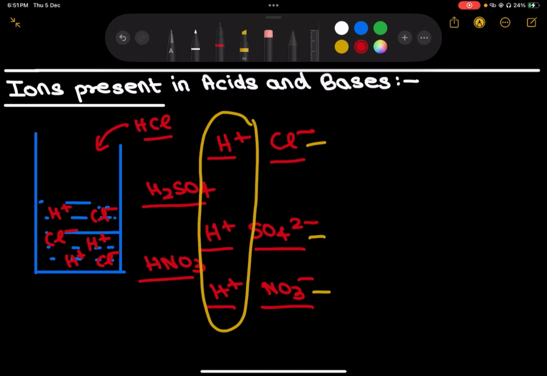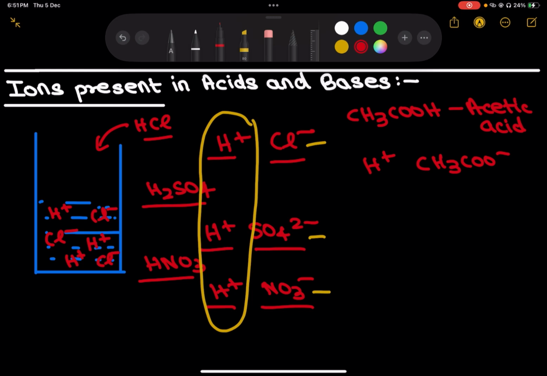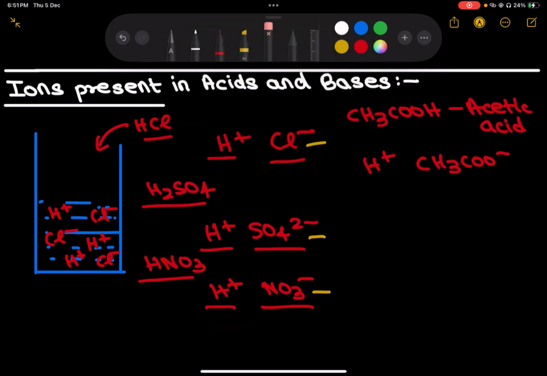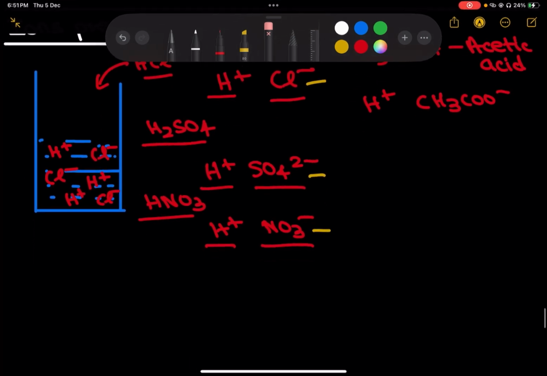Okay, I'll give you one more example here. It's an interesting example. So you have CH3COOH. This is known as acetic acid, right? You will learn more about this in your organic chemistry part. But this dissolves in water to form H plus and CH3COO minus. So again, you can see H plus has been formed, correct? So this basically indicates that whenever an acid is dissolved in water, it gives out H plus ions, right? So I'll write that down here.